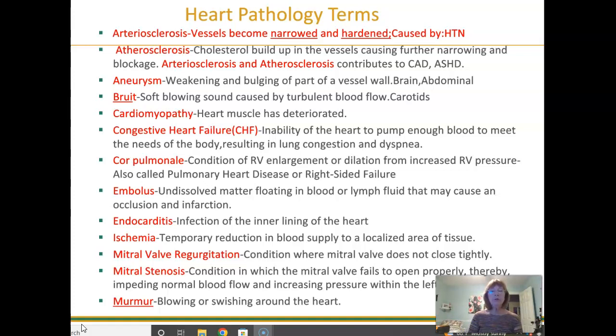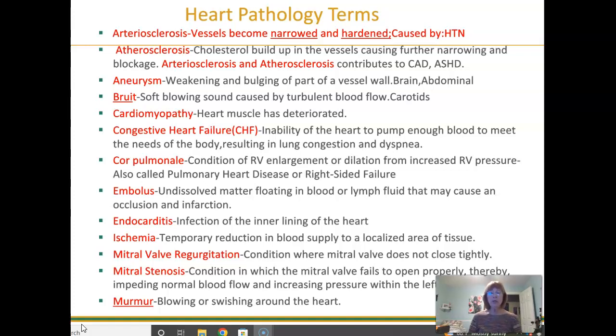Ischemia, temporary reduction in blood supply to a localized area of tissue. So that could be caused by something like a compression trauma, and so it could cause ischemia. If you don't have enough blood going to a part of the heart when you've had an MI, it can cause ischemia. And ischemia can go into necrosis.